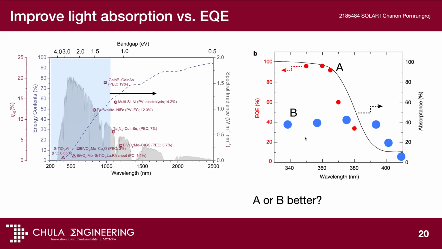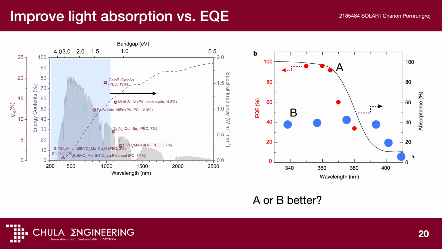But the second material is not really good at separating electrons. You have a lot of recombination. So if you measure the EQE, it's about 40%. But the second material absorbs more light. It has a smaller band gap, so it absorbs more light. Which one is better?